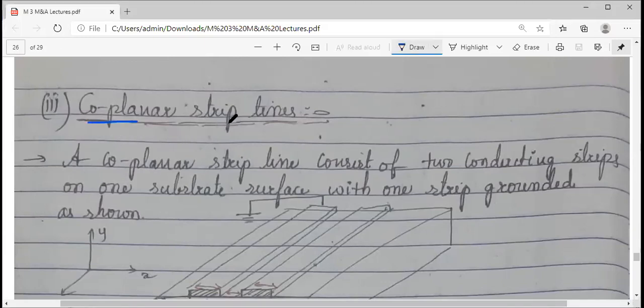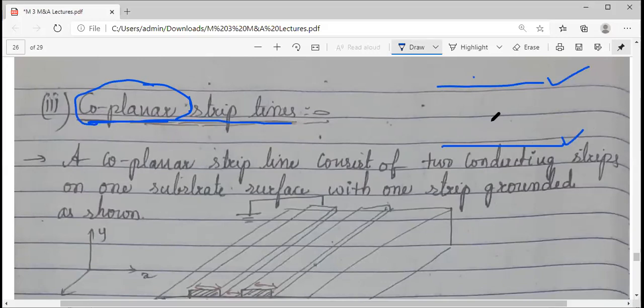So what are coplanar strip lines? Do you know what we mean by coplanar? I think in mathematics you have studied coplanar lines. The lines that exist in a single plane are called coplanar. What was the structure in the parallel strip line we studied? We have two different strips placed one above the other at some distance d, and they are kept perfectly parallel to one another.